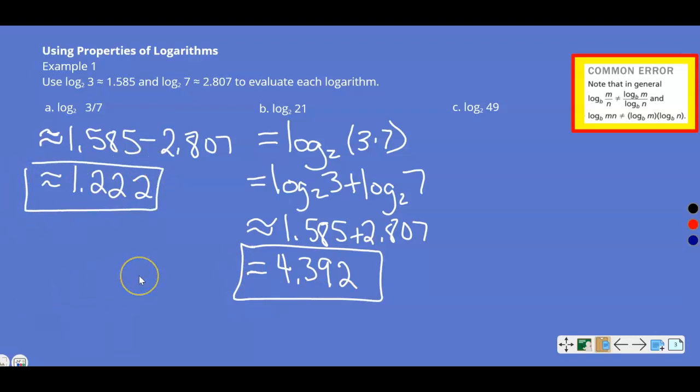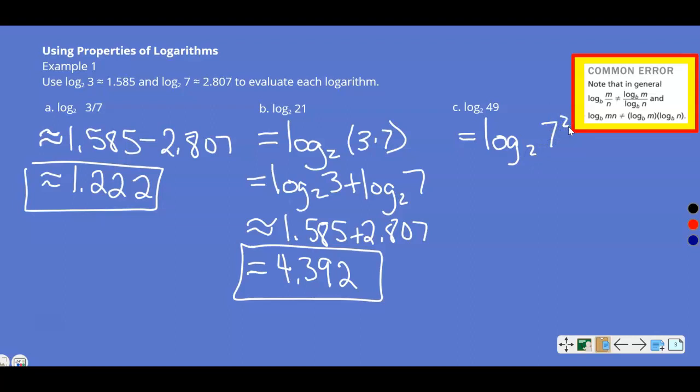All right, one more example, log base 2 of 49. Again, 49 isn't up here, but 49 is 7 squared. So before we get started, we can rewrite this as something that we do know. Let's rewrite this as log base 2, and instead of 49, let's rewrite this as 7 squared.